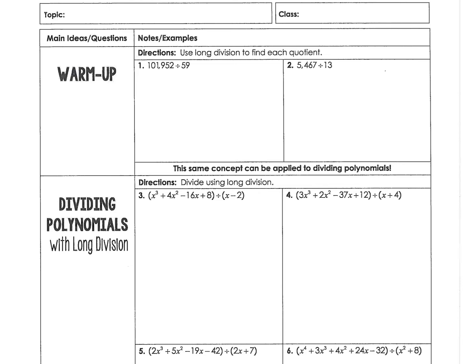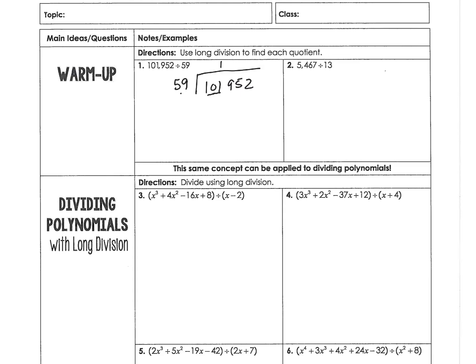So if we were to take 101,952 and divide it by 59, 101,952 would go up underneath the division symbol, right? And the 59 would go out here. All right, and then the process we use is we ask ourselves, will 59 go into 10? No. Will 59 go into 101? Yeah. 59 will go into 101 one time. And so we put it up there.